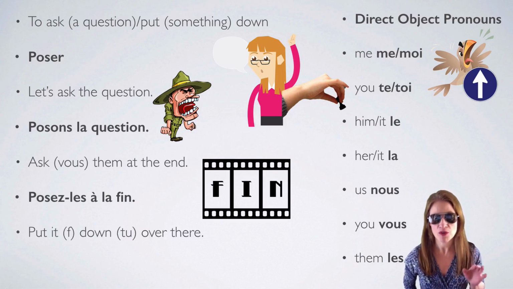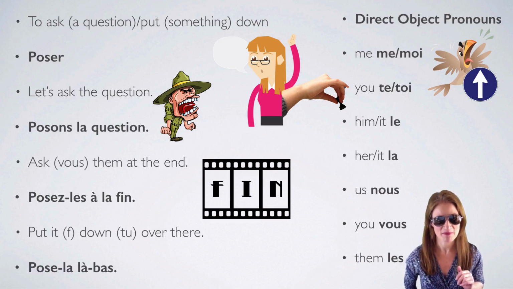Put it down over there. Your it is feminine and you are addressing tu. Pose-la là-bas, it's feminine, là-bas, over there.